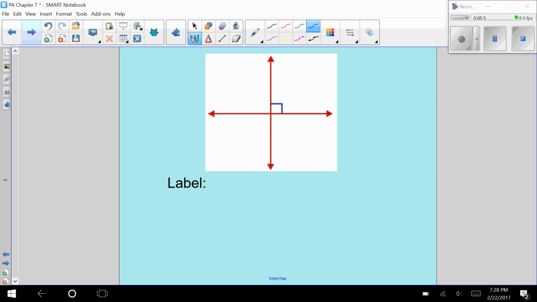These two lines intersect. They form a 90-degree angle. That means they are perpendicular lines.